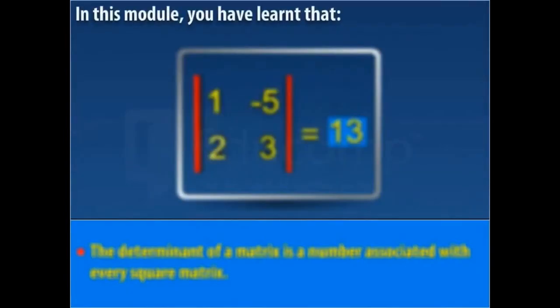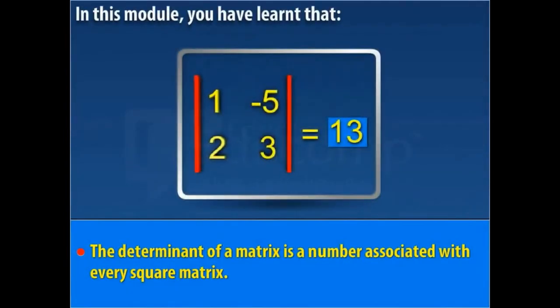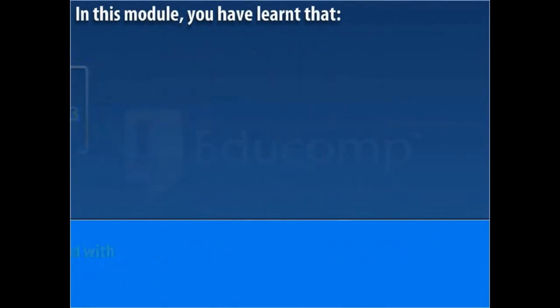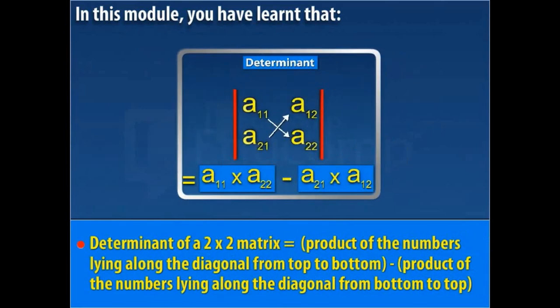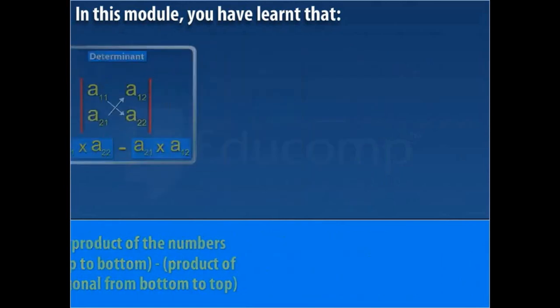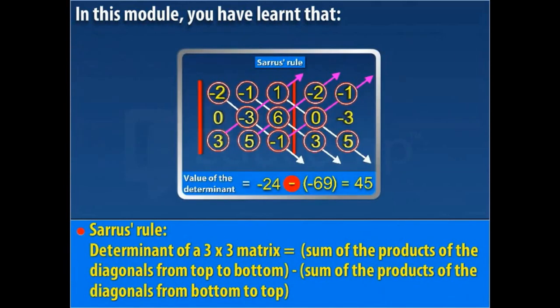In this module you have learnt that the determinant of a matrix is a number associated with every square matrix. The determinant of a 2x2 matrix is the difference between the product of the numbers lying along the diagonals from top to bottom and bottom to top respectively. The determinant of a 3x3 matrix is the difference between the sum of the products of the diagonals from top to bottom and the sum of the products of the diagonals from bottom to top. This is called S.R.P's rule.